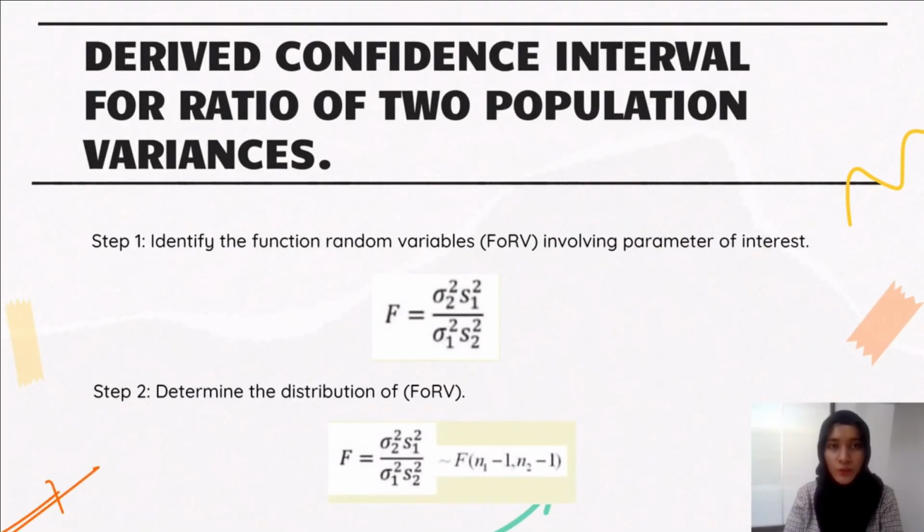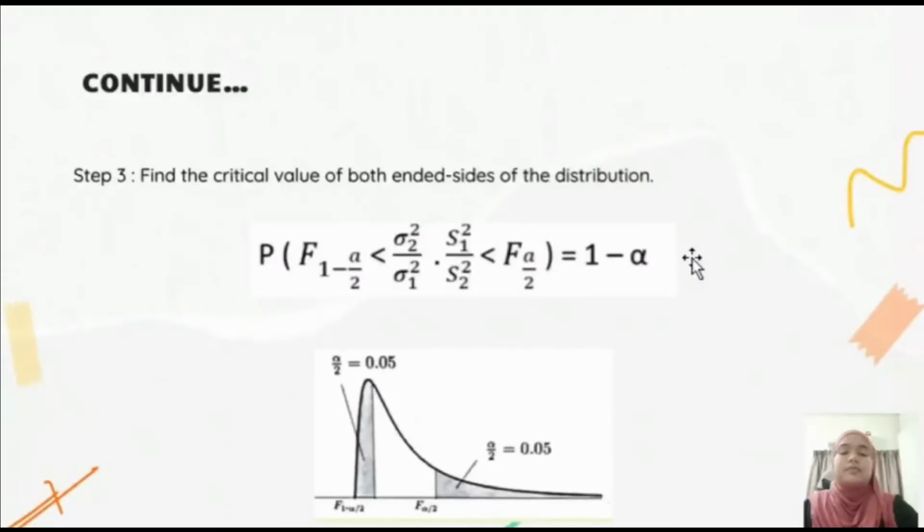Now we continue to derive the confidence interval for the ratio of two population variances. Step 1 is to identify the pivotal random variable involving the parameter of interest. We get F equals sigma 2 squared S1 squared over sigma 1 squared S2 squared. The second step is to determine the distribution of the pivotal random variable. We get F equals sigma 2 squared S1 squared over sigma 1 squared S2 squared, which follows F with n1 minus 1 and n2 minus 1 degrees of freedom.